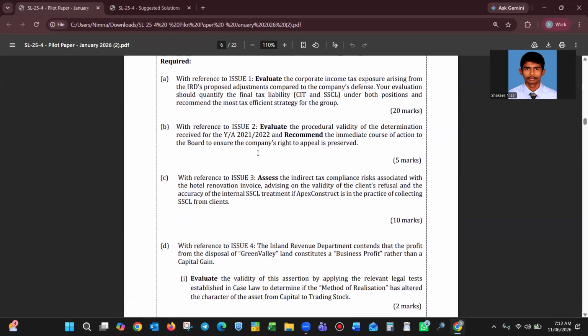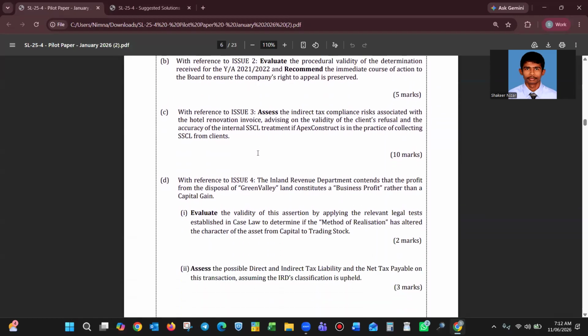If we go to issue 4: the Inland Revenue Department contends that the profit from the disposal of the Green Valley land constitutes business profit rather than a capital gain. Evaluate the validity of this assertion, applying relevant legal tests established in case law to determine whether the method of realization has altered the character of the asset from capital to trading stock. Assess the possible direct and indirect tax liability and net tax payable on this transaction, assuming the IRD classification is upheld.